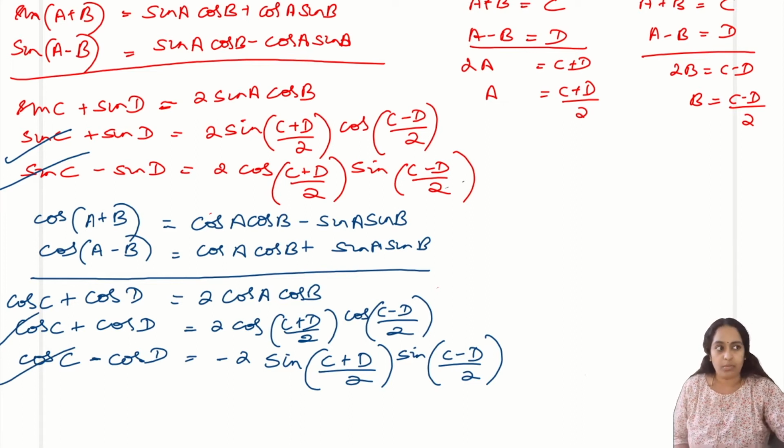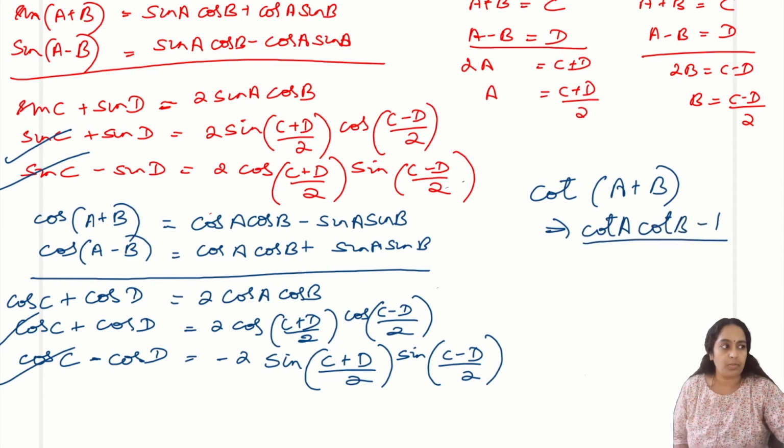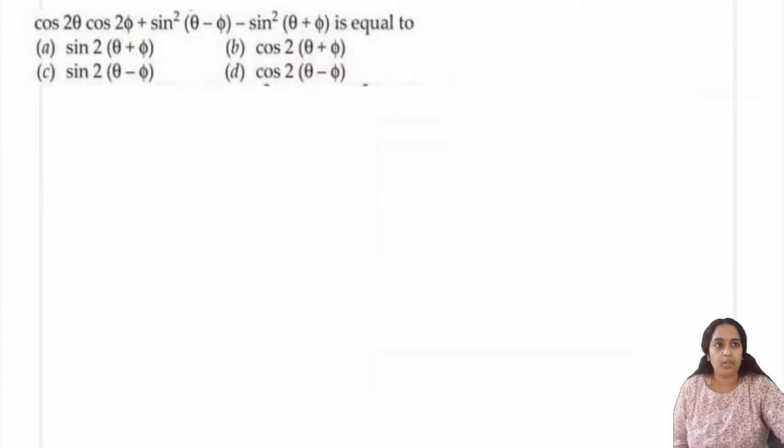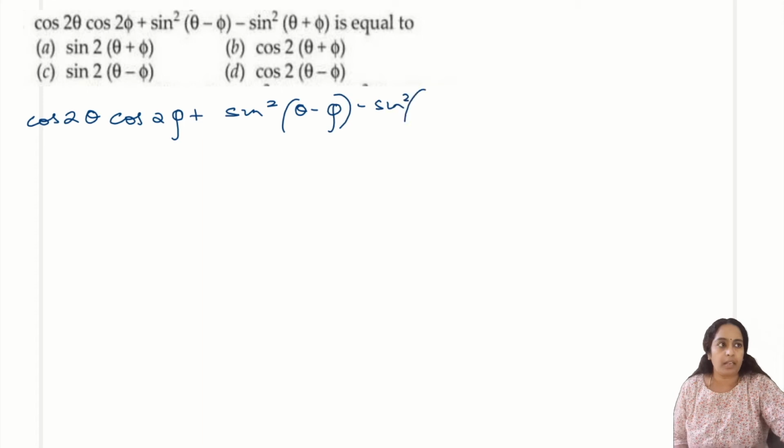So I will use these formulas. Again, the cot formula, cot of A plus B. What is cot of A plus B? Cot A cot B minus 1 divided by cot A plus cot B. So this identity is also used. So let's start doing the sums now. A few MCQs. The first one: cos 2 theta cos 2 phi plus sin square of theta minus phi minus sin square of theta plus phi.